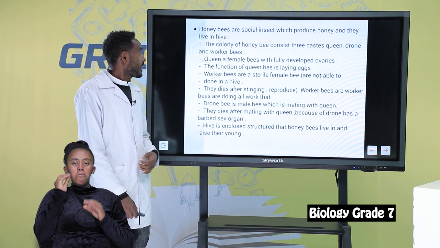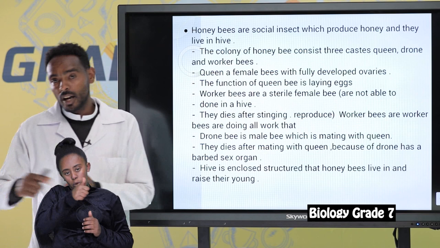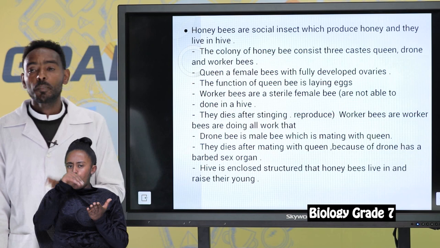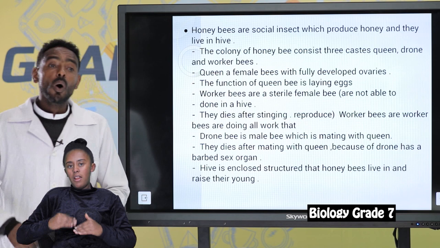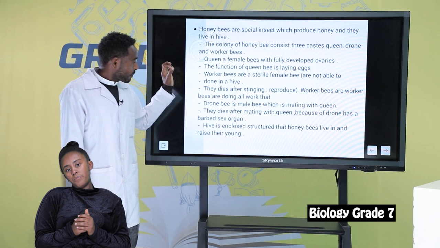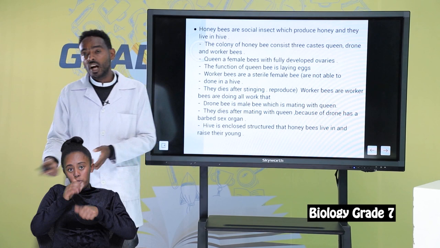Now, the colony of honeybees consists of three castes, namely queen, drones, and workers. All the castes of honeybee have their own activity. The queen is a female bee with a fully developed ovary. The function of the queen is laying eggs. She lays up to 2,000 eggs per day. A fertilized egg develops into a worker bee, and an unfertilized egg develops into a drone. If a queen's days are unproductive, a larva is selected and fed on a food called royal jelly to become a new queen.